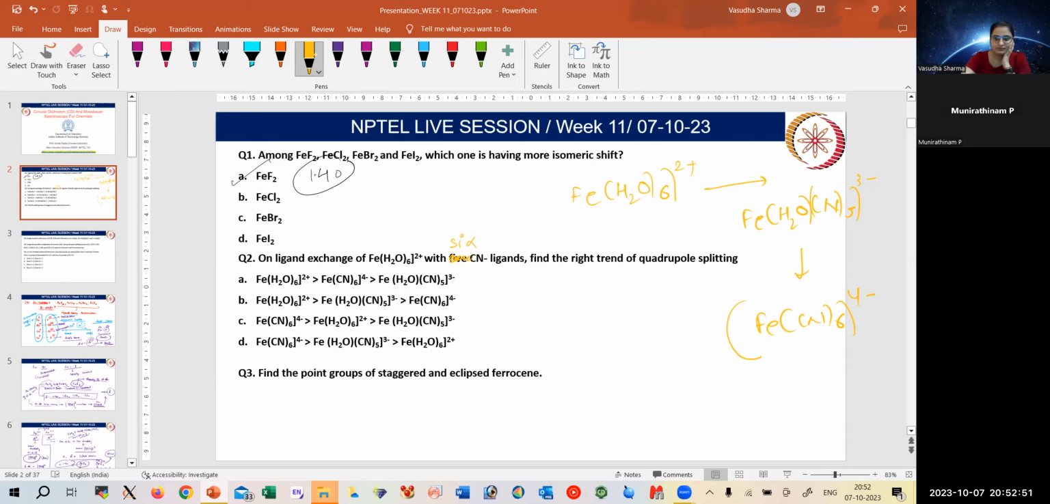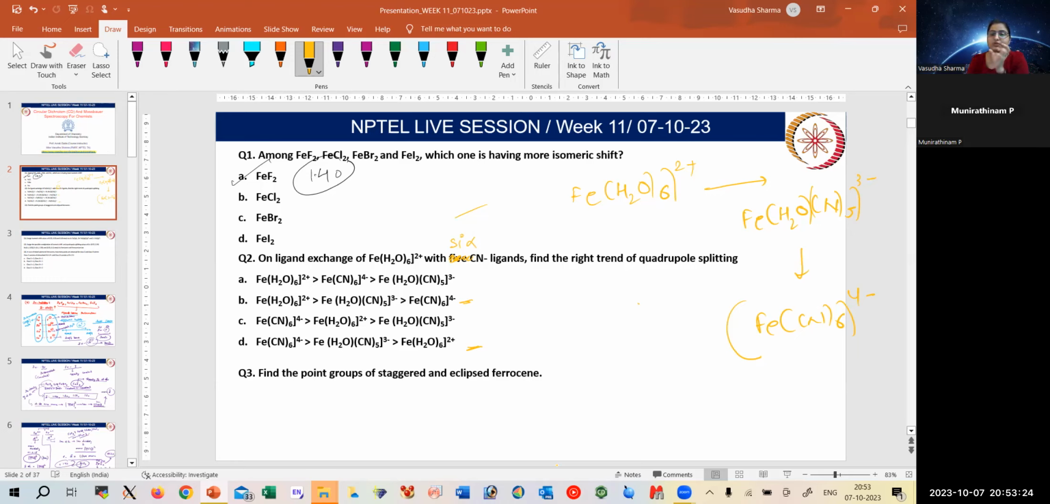Fe(CN)6 has the least quadrupole splitting, ma'am. Yeah, it was not giving any splitting. It was just a singlet. So only option B and option D have CN6 as the minimum one. Right, this one and this one. Now identify which one is having the maximum. Only option B is the right one, ma'am. D or B?